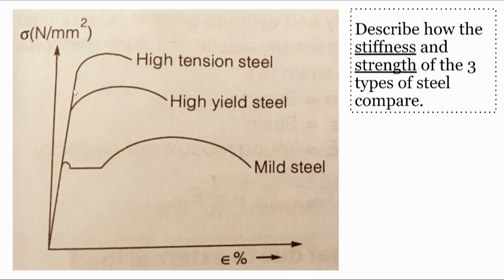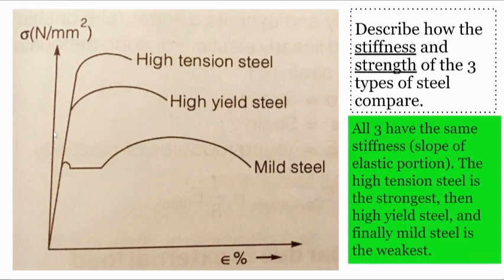But they do have different strength values because ultimate strength is the highest amplitude of the curve as we compare to the y-axis. So high tension steel is going to be stronger than high yield steel, which is stronger than mild steel. If we're ranking them, it would go high tension steel is the strongest, then high yield steel, and finally mild steel.